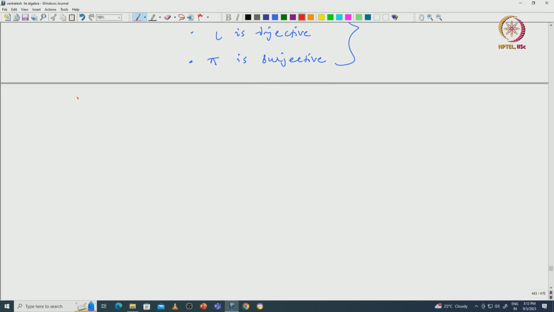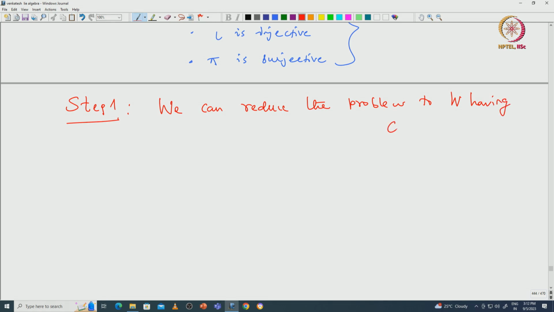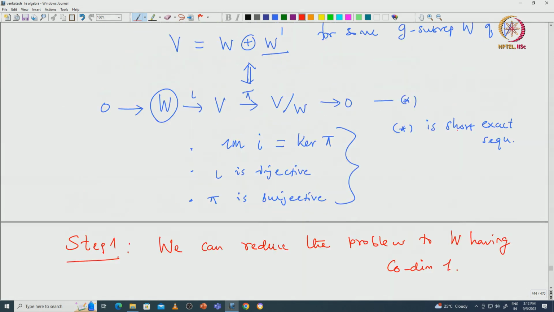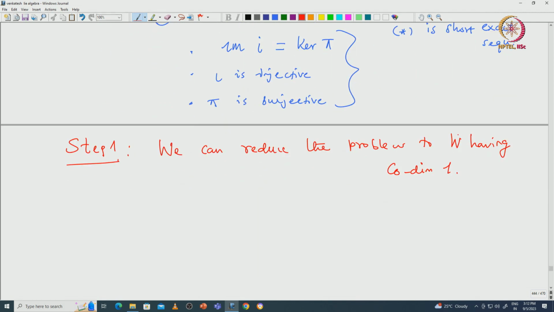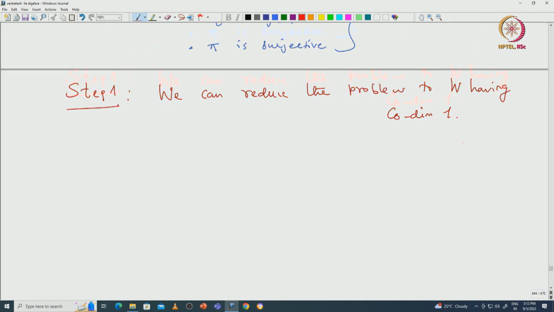Let me write it here. Step 1: we can reduce the problem to W having codimension 1. That means the dimension of V mod W, that is of W dash, is 1. Let us see how one can do this.